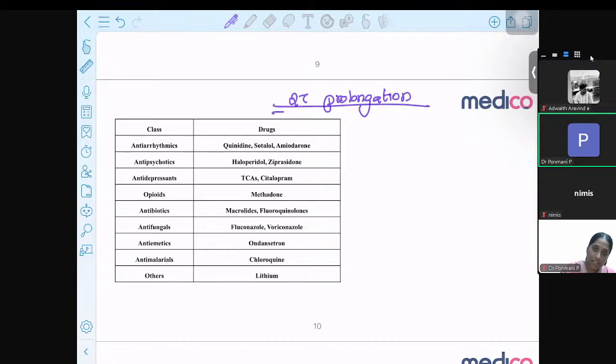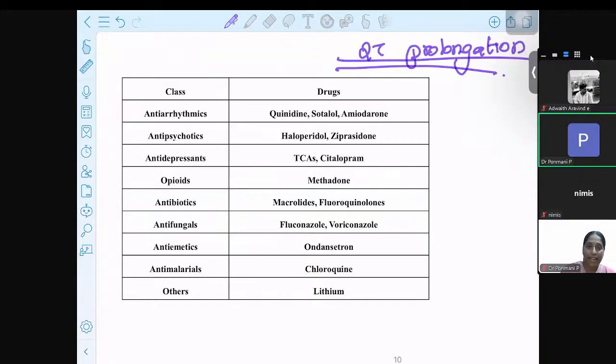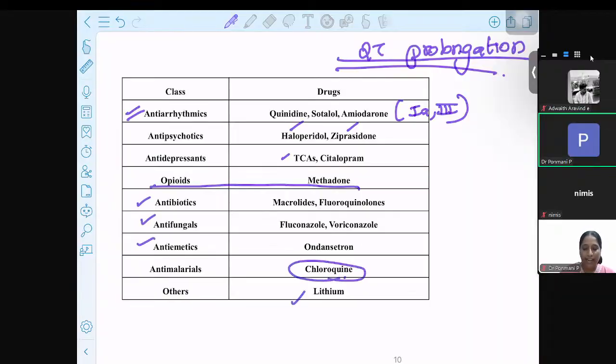So what are the drugs which cause QT prolongation? You have drugs from every class. Antiarrhythmics, we will deal with this class in detail. Among these, class 1A and class 3 drugs cause QT prolongation. You have haloperidol and ziprasidone, tricyclic antidepressants, and methadone among the opioids, and other antibiotics, antifungals, ondansetron, chloroquine, and also lithium. Yesterday we saw lithium can cause QT prolongation, right?